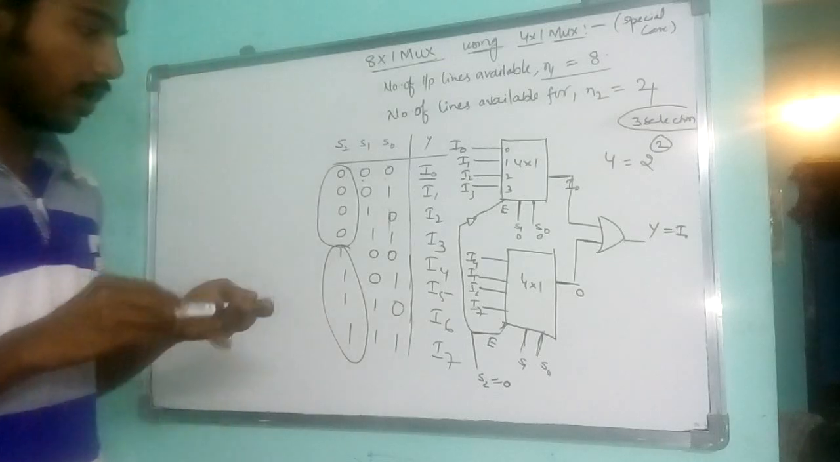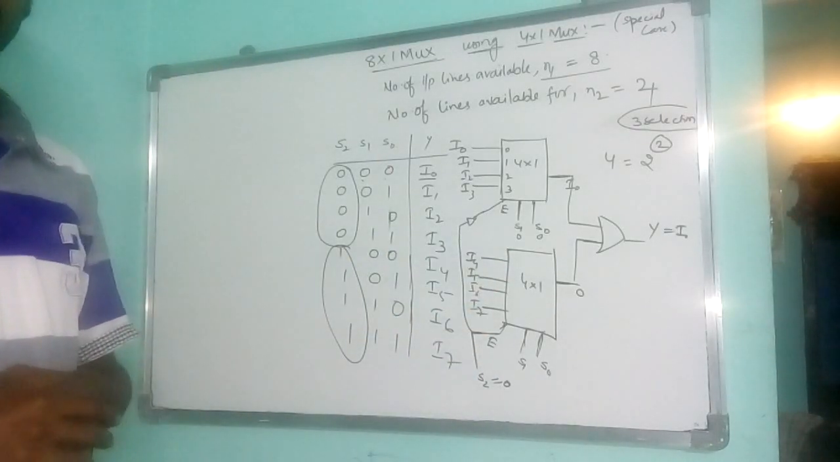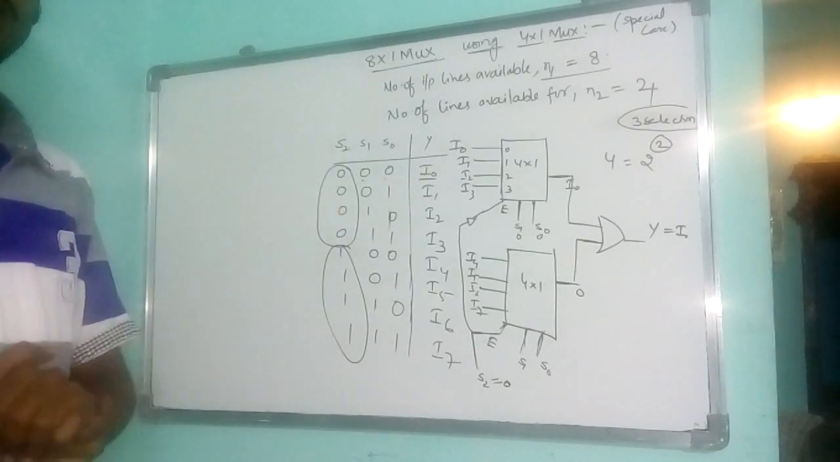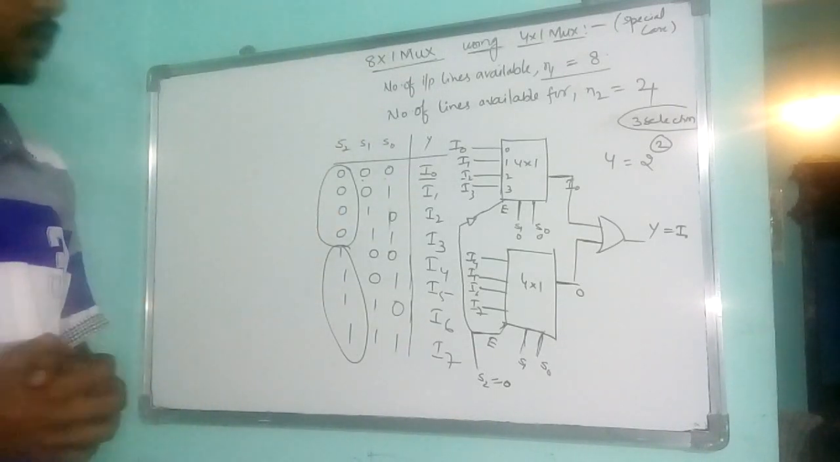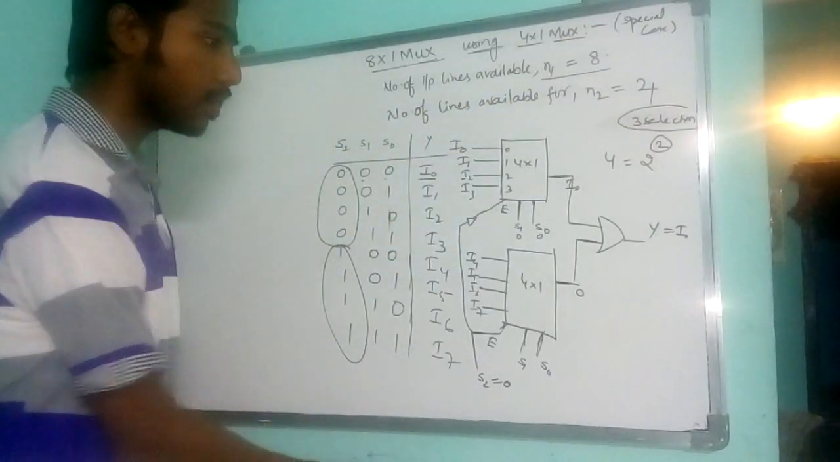This is how we implement an 8x1 multiplexer using a 4x1 multiplexer using the enable pin. That is why it is considered to be a special case.